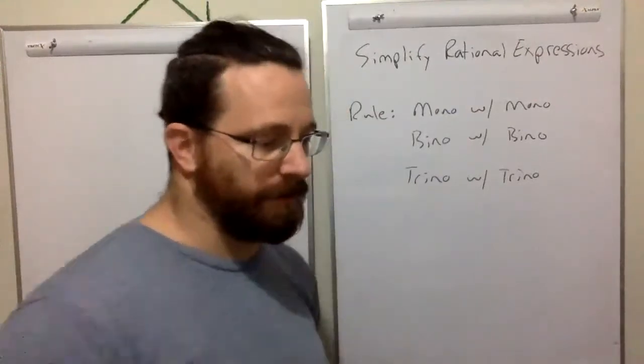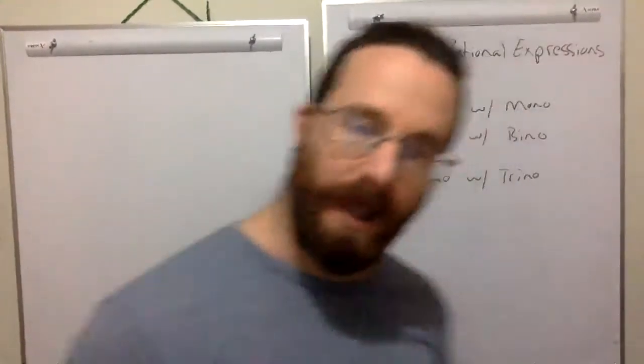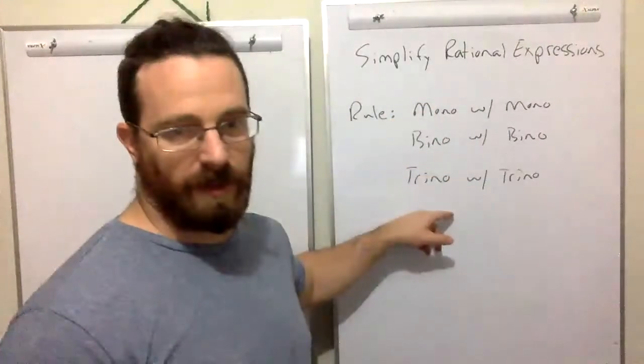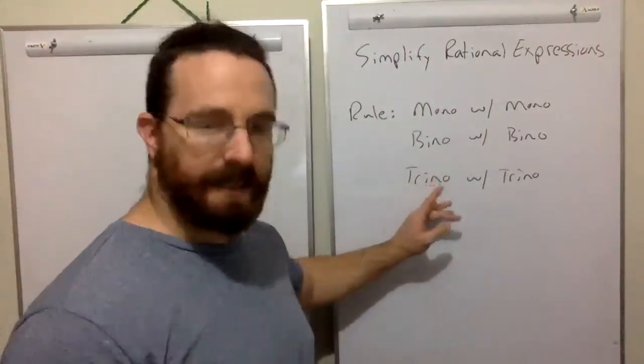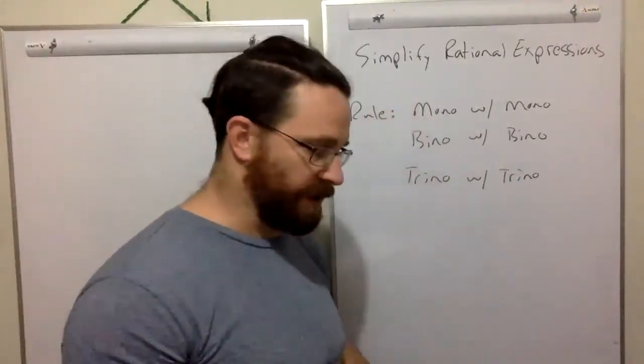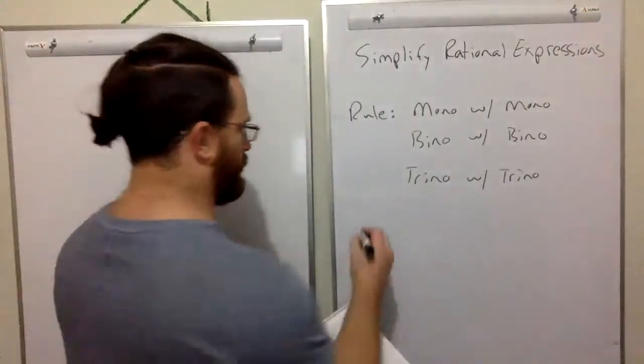So as we get into our first example here, I'll explain better what that means. But you want to remember this. If you can remember this here, you shouldn't have any difficulty simplifying rational expressions. So let's take a look at our first example.